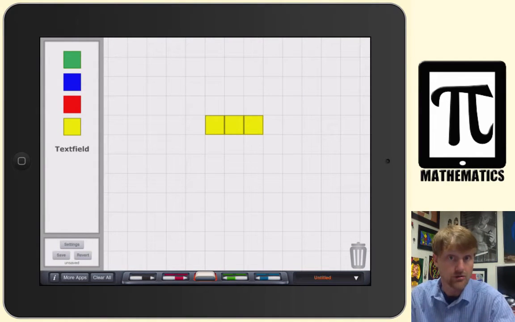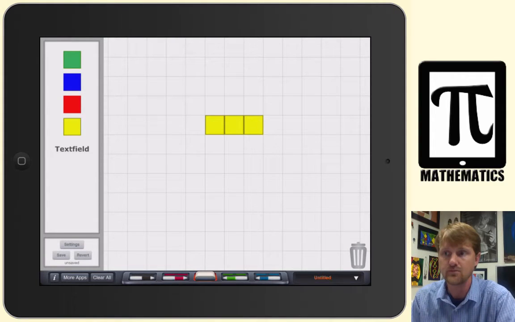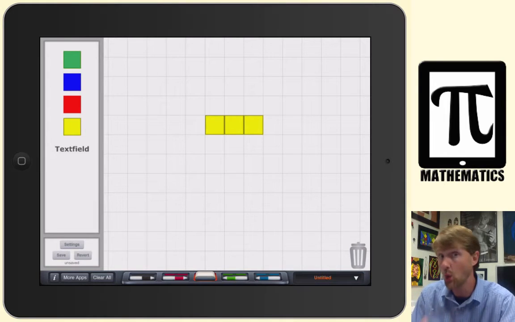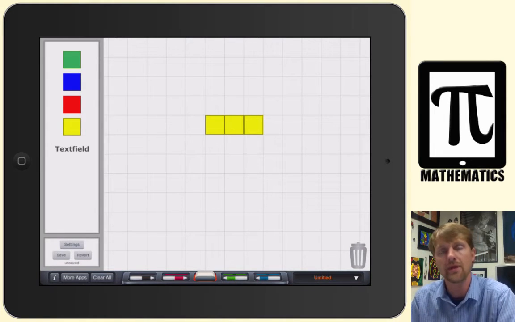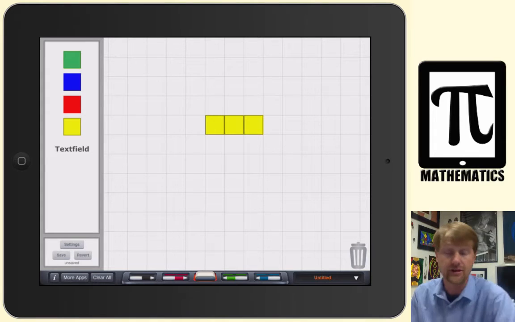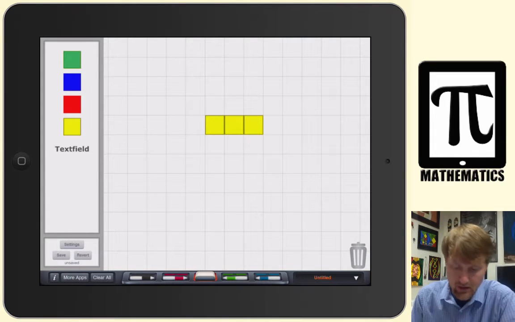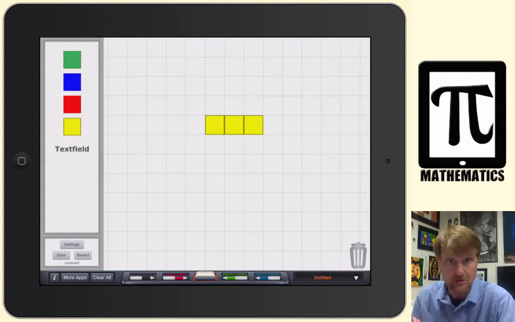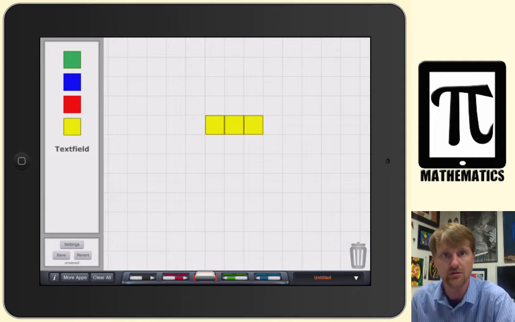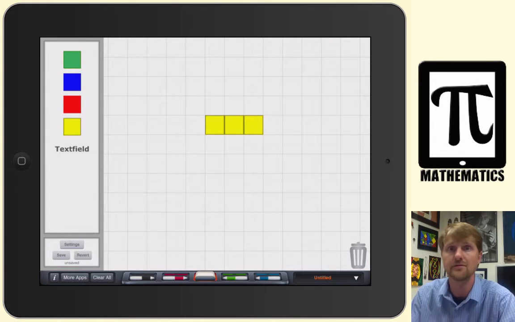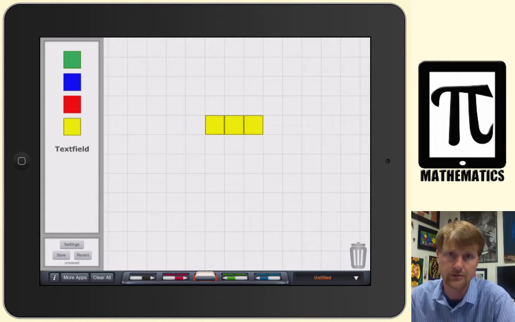closed figures can you make when each tile shares at least one whole side with another tile? So that's the question. How many closed figures can you make using all three of your tiles where each tile shares at least one full side with another tile?